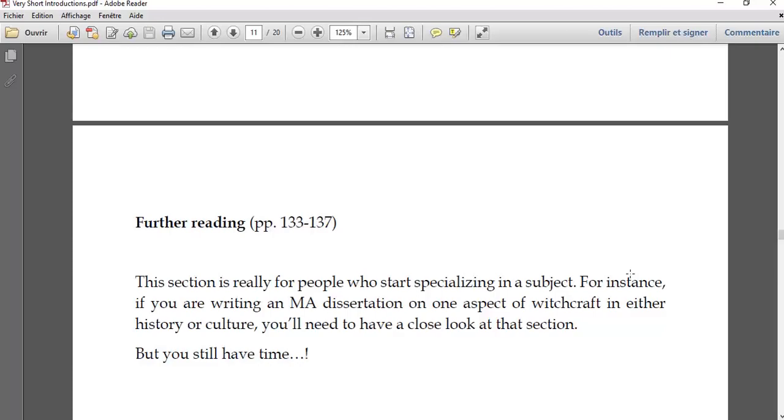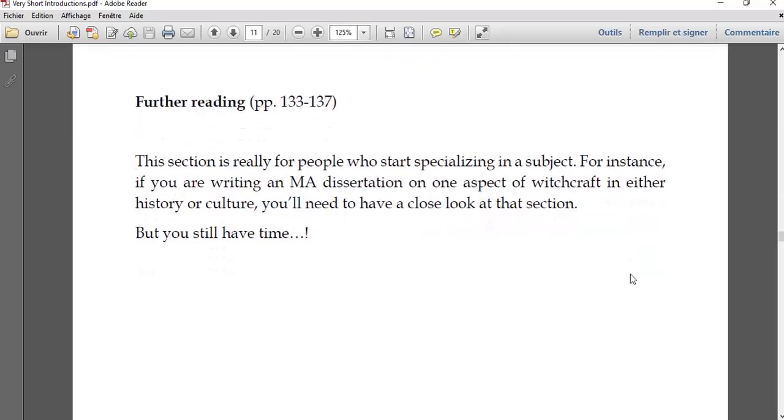The fifth paratextual section is entitled Further Reading. In the volume by Malcolm Gaskill, this can be found from page 133 to 137, and this section is really for people who start specializing in a subject. For instance, if you write in 3 or 4 years an MA dissertation on one aspect of witchcraft in either history or culture, then you'll need to have a close look at that section, but you still have time. Don't bother for the time being.